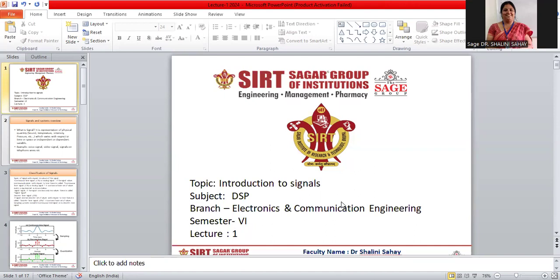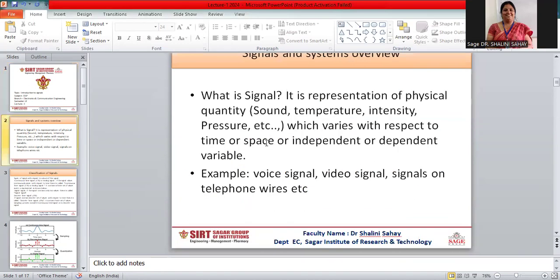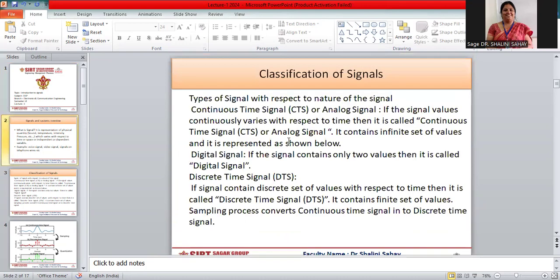Today, I am going to discuss the different types of signals. What is a signal? It is a representation of a physical quantity, that is sound, temperature, intensity, pressure, etc., which varies with respect to time or space or an independent or dependent variable. For example, voice signals, video signals, signals on telephone wires, etc.